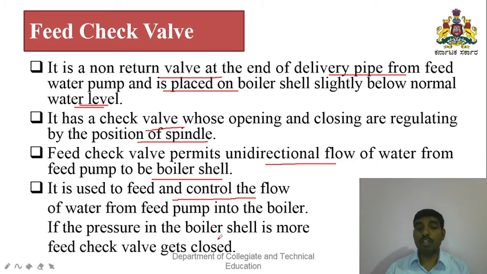If the pressure in the boiler shell is more, the feed check valve gets closed. So that means it is used to feed and control the flow of the water from the feed pump into the boiler. So this is the main valve through which the boiler feed pump will feed the water to the boiler shell. So that is the purpose of feeding the water to the boiler drum.